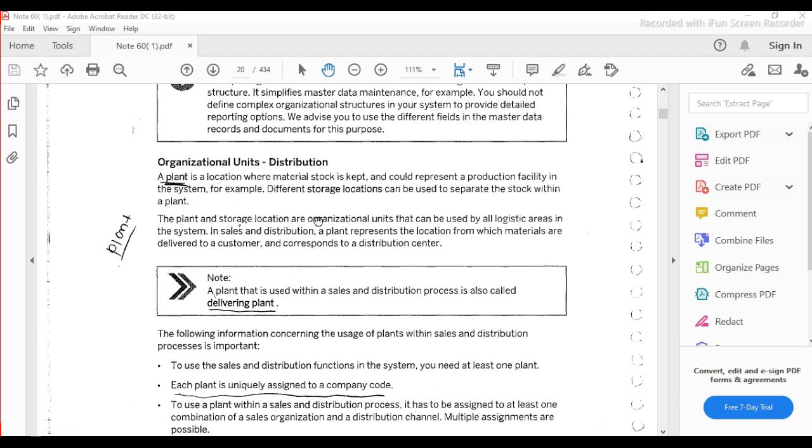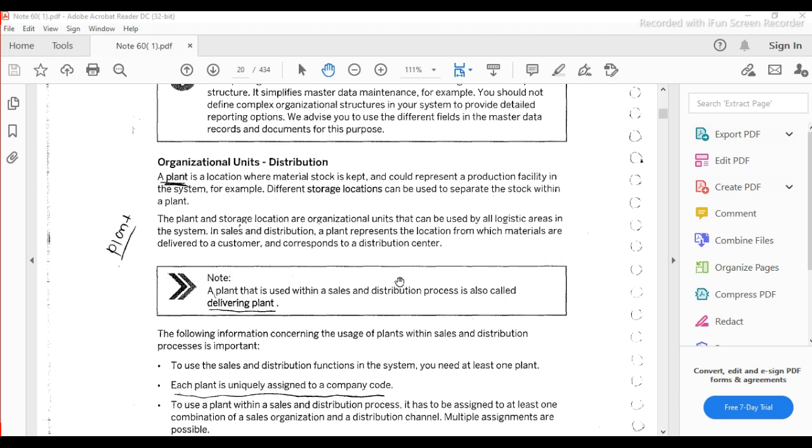Plant and storage location are the organizational units that can be used by all the logistics. These are the only two organizational units that are used by all the logistics departments in the system. A plant represents the location from which materials are delivered to the customer, corresponding to a distribution center. Means plant is what we call a delivery plant. So from the plant only all the goods and materials are delivered to the customer.